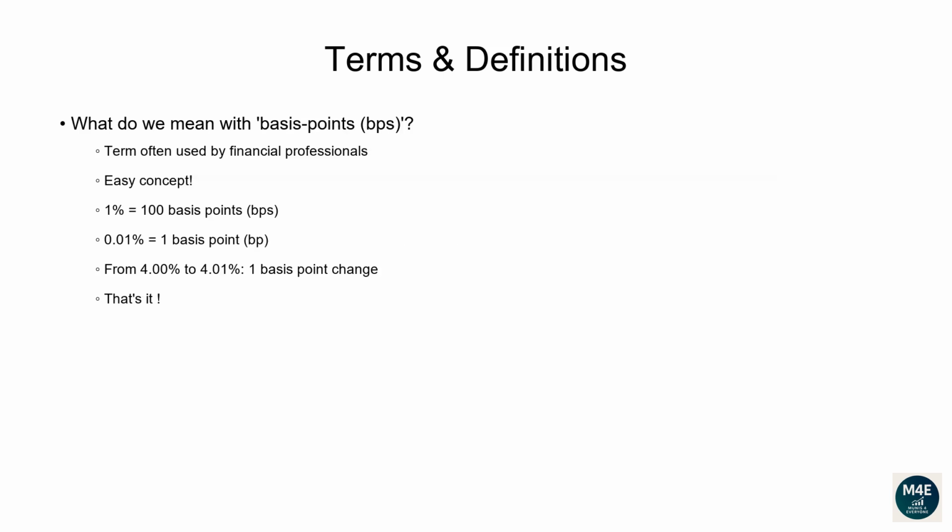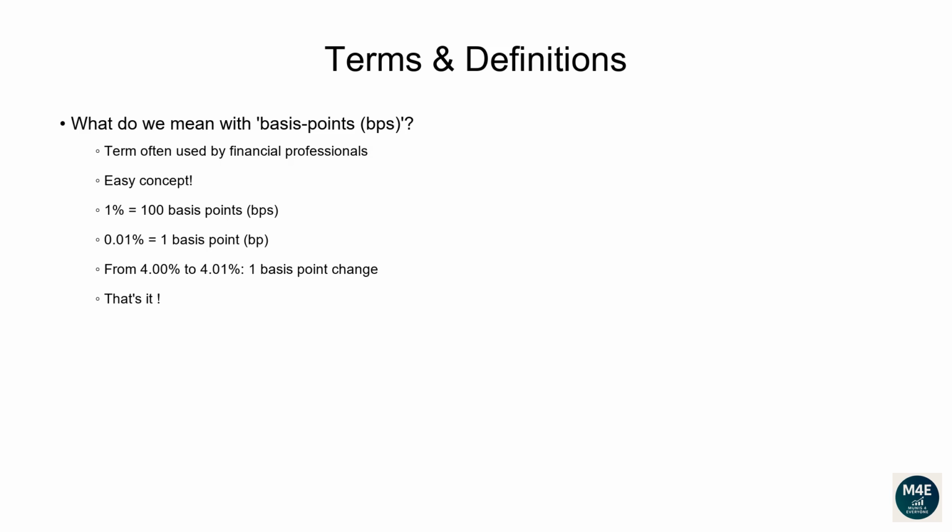What do we mean with basis points? This term is often used by financial professionals. However, it's a very easy concept, don't be scared about it. Let's break it down. Basically, 1% is equivalent to 100 basis points. This means that when you hear someone saying interest rates increased by 100 basis points, that means they increased by 1%. If 1% is equivalent to 100 basis points, then 0.01% is equivalent to 1 basis point.